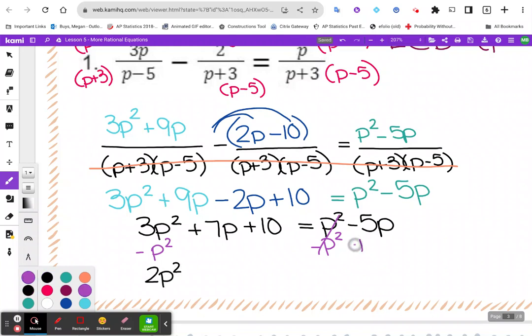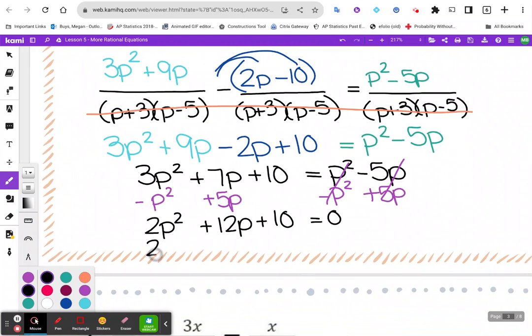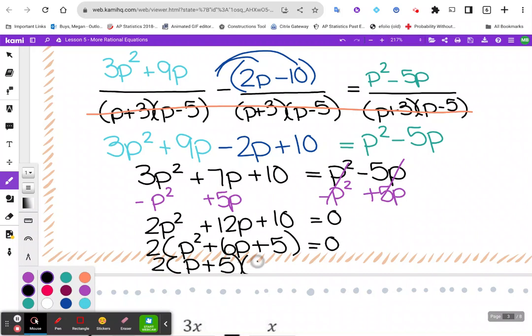I'm also going to add that 5p from one side to the other, which is going to get me 12p plus 10 equals 0. So now we're going to attempt to do our factoring in this case. I can factor out a 2, so now I'm looking at p squared plus 6p plus 5. And I can do my AM method. So when I do that AM method there, I get 2 times p plus 5 and p plus 1.